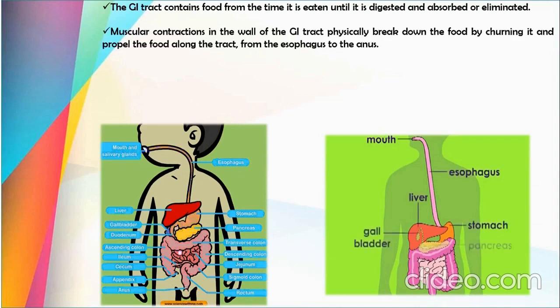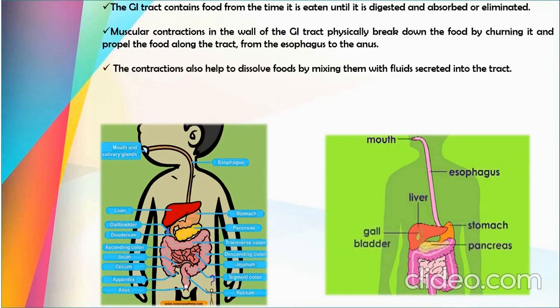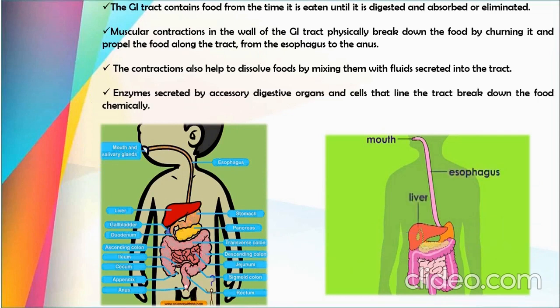Muscular contraction in the wall of the gastrointestinal tract physically breaks down the food by churning it and propels the food along the tract from the esophagus to the anus. The contraction also helps to dissolve the food by mixing it with fluid secreted into the tract. Enzymes secreted by the accessory digestive organs and the cells that line the tract break down the food chemically.